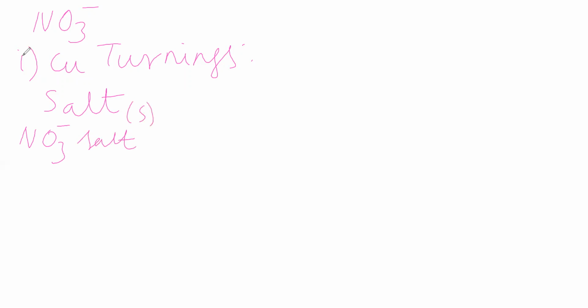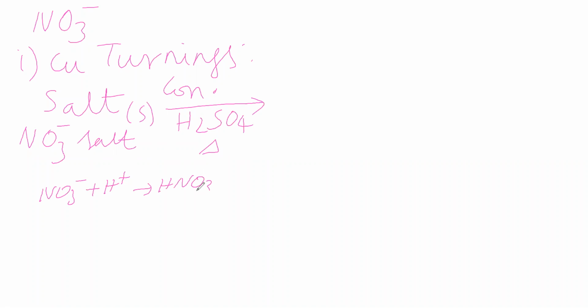To this, concentrated sulfuric acid is added, and then the contents are boiled and heated. So what happens? The nitrate with concentrated sulfuric acid becomes HNO3. This HNO3 undergoes decomposition to give NO2 and O2. This NO2 has a reddish brown color.